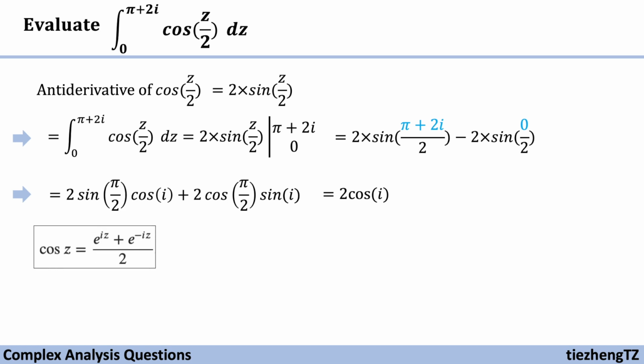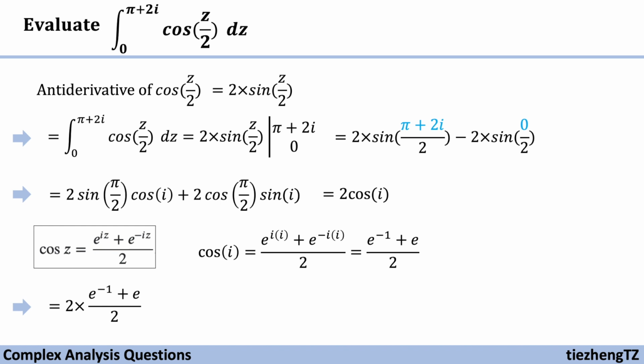And I'm sure you also know this equation, cosine z equals e to the power of iz plus e to the power of minus iz, over 2. If we substitute z using i, so cosine i becomes e to the power of minus 1 plus e, over 2. So we just put this equation back to our equation. It becomes 2 times e to the power of minus 1 plus e, over 2. And this is our final result, which is e plus 1 over e.